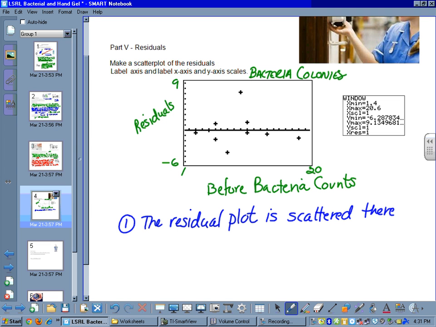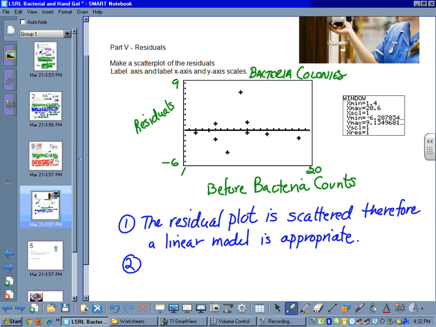Therefore, a linear model is appropriate. Now, what about the size of the residuals?